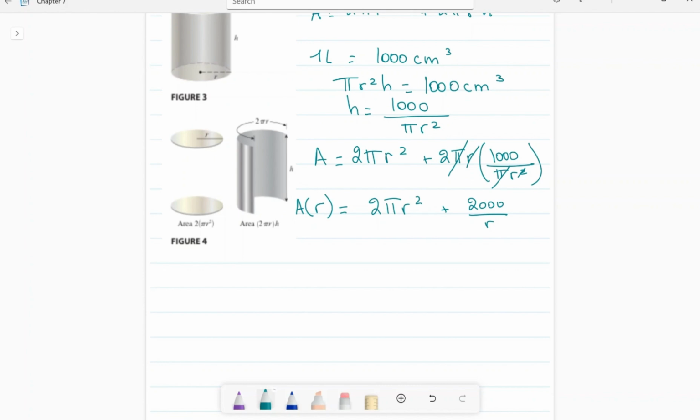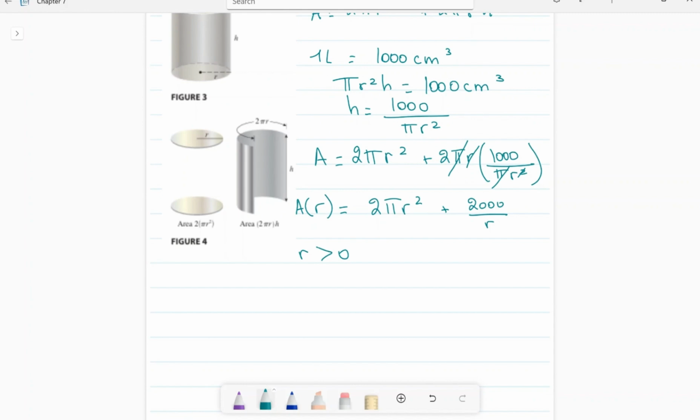So now let us find the domain. What can r be? We know that r cannot be negative, it has to be positive. So r is greater than 0. But we actually don't have a maximum value. So maybe this is enough for here, even if we don't have a maximum value.